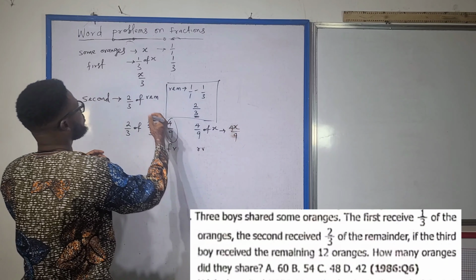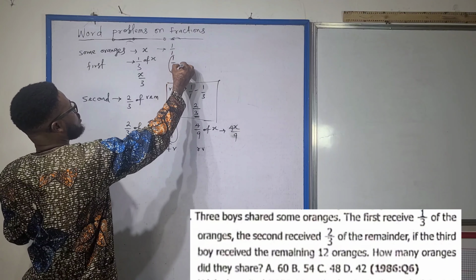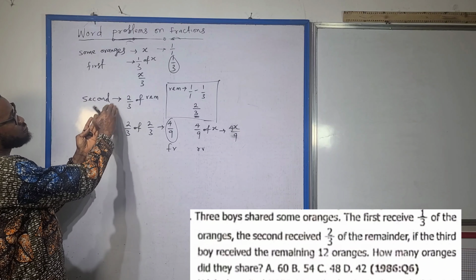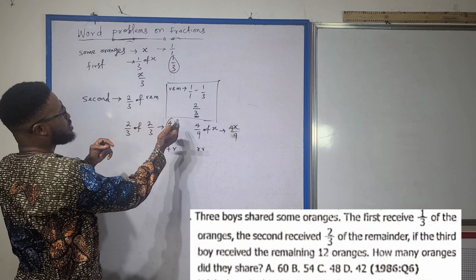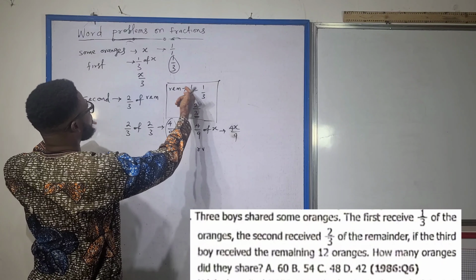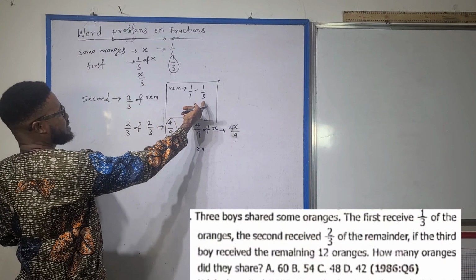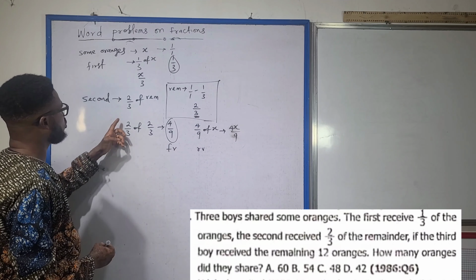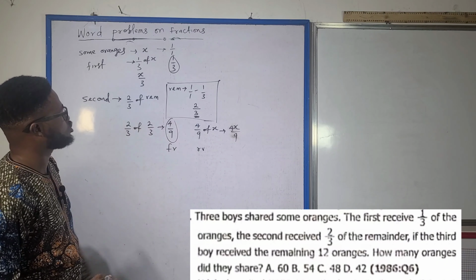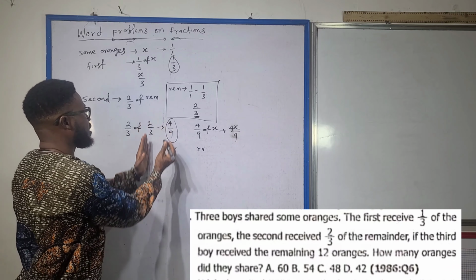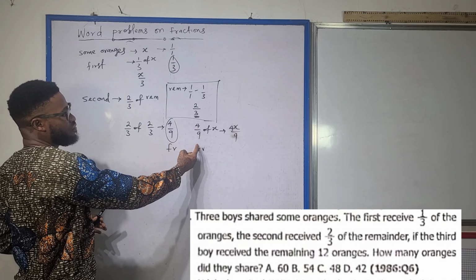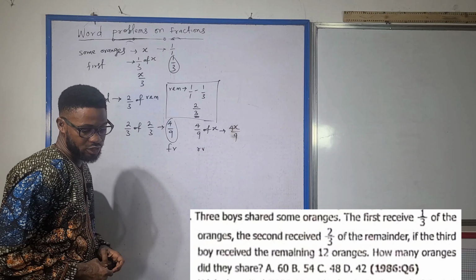In real value. So this is the fractional value for the first person. This is the total fraction. So the second person received 2 over 3 of the remainder. What is the remainder? 1 over 1, take away the fraction the first person received. We have 2 over 3. So 2/3 of the remainder, which is 2 over 3, gives us 4 over 9 in fractional value. So it means that the second person received 4 over 9 of X, and that is 4X over 9.